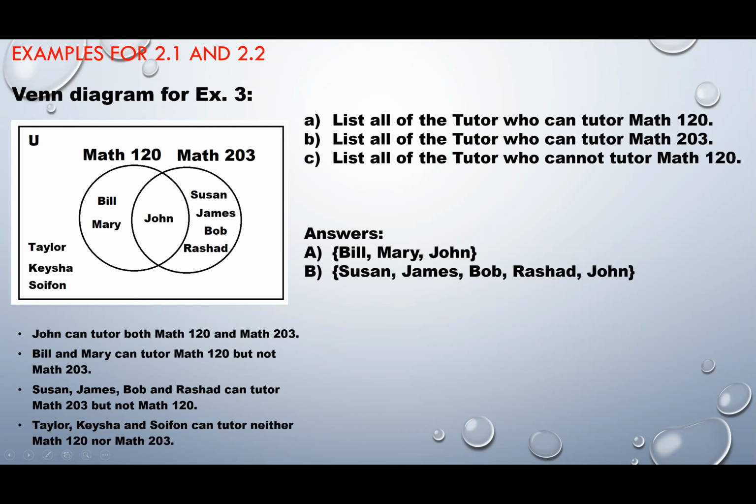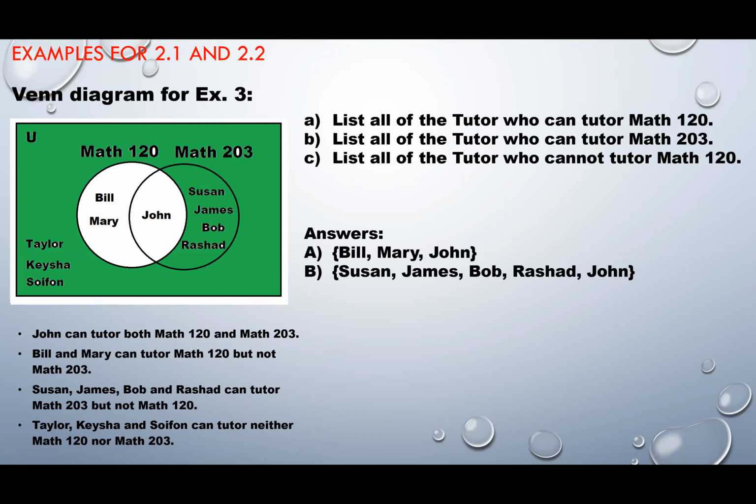And again, list all of the tutors who cannot tutor 120. Do you agree that these people are the people who cannot tutor 120? So Susan, Jim, Bob, Rashad, Tyler, Kishan, and so forth. Anything outside of the 120 circle, meaning those are the people that cannot tutor 120.